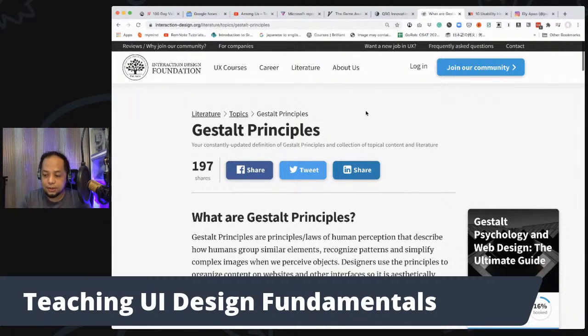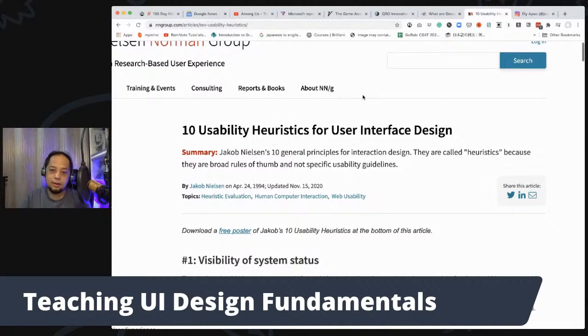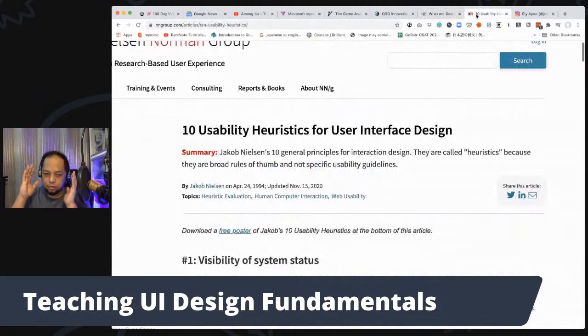The other thing I always teach, at least for user interface, is Jakob Nielsen's 10 heuristics for user interface design. I do this because it's one of the simplest things to go through. What I've learned is it's easier for people to grasp if you give them a simple guide to start off with. You start with the fundamentals of Gestalt principles, and then next you go through that one, which is particular to user interfaces.